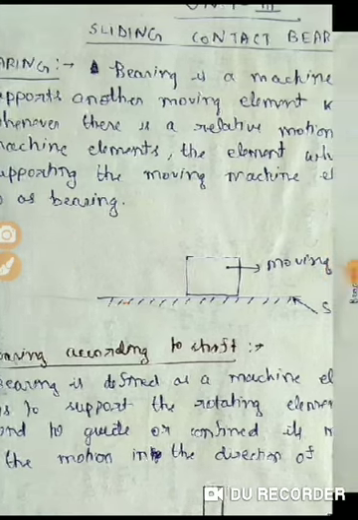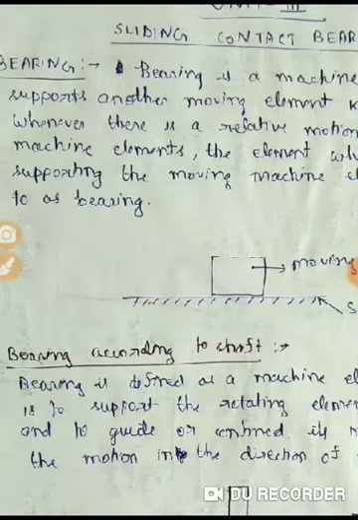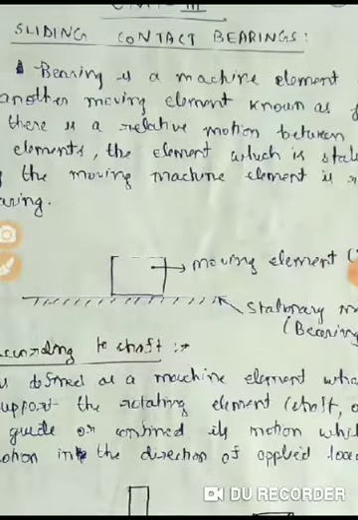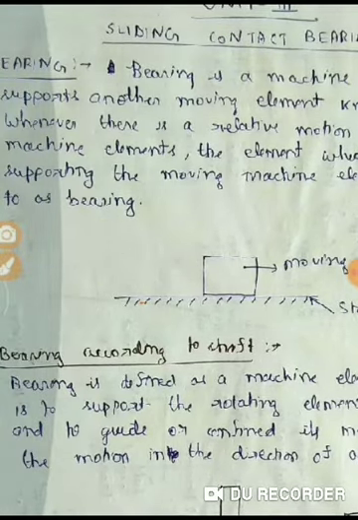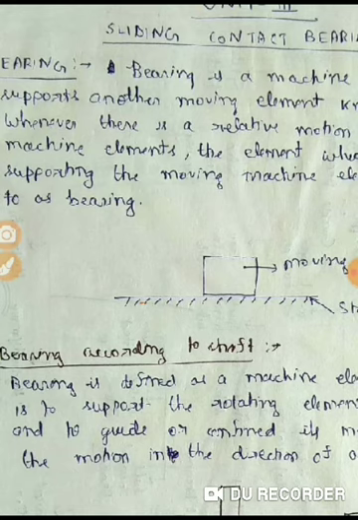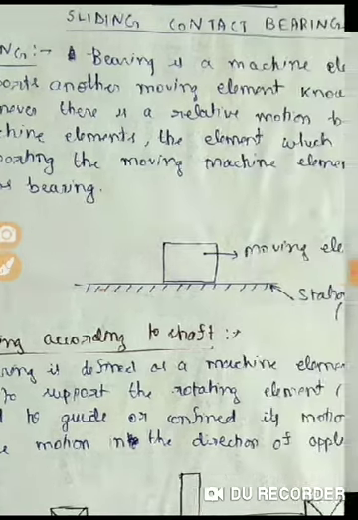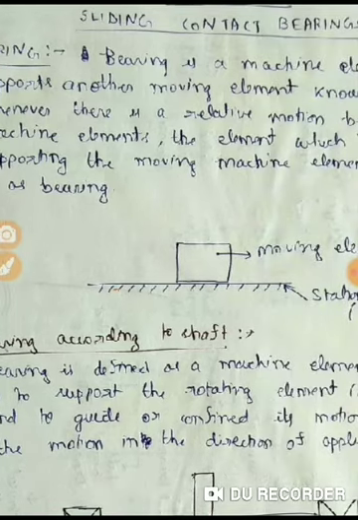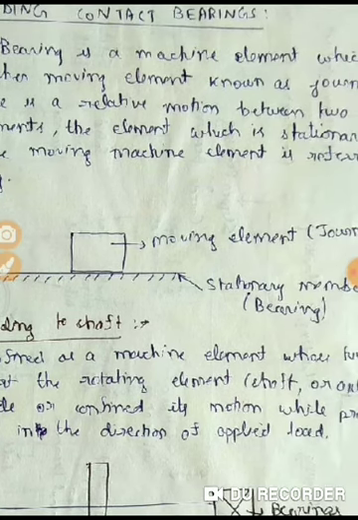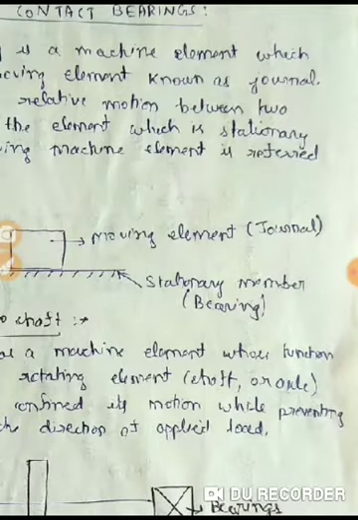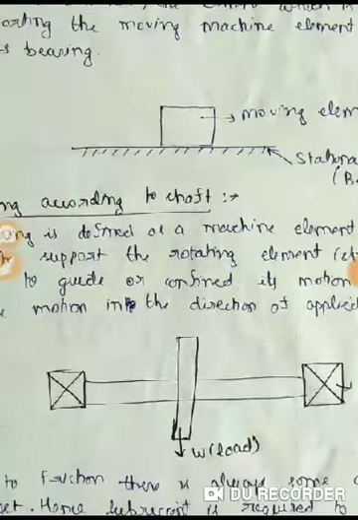You know that the definition of a bearing is a machine element which supports another moving element. Whenever there is relative motion between two machine elements, and one element is supporting and another is moving, the element which supports the moving element is referred to as the bearing. In this figure it is clearly given that we have one moving element and another stationary element. The stationary element will be called the bearing, and the moving element will be called the journal.